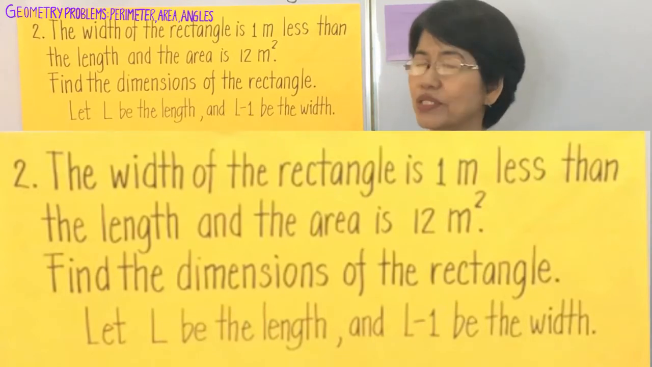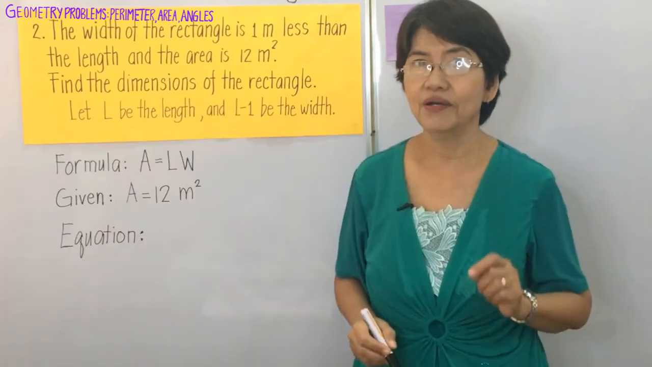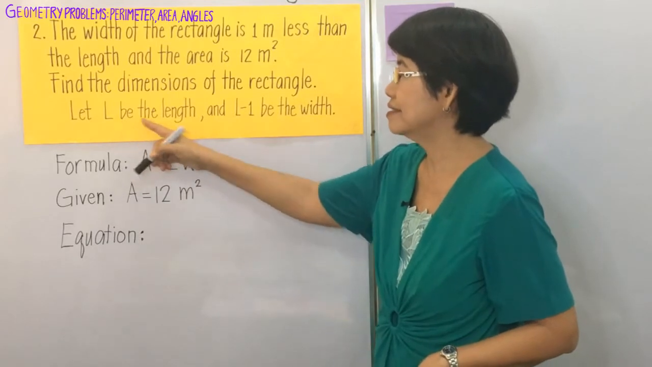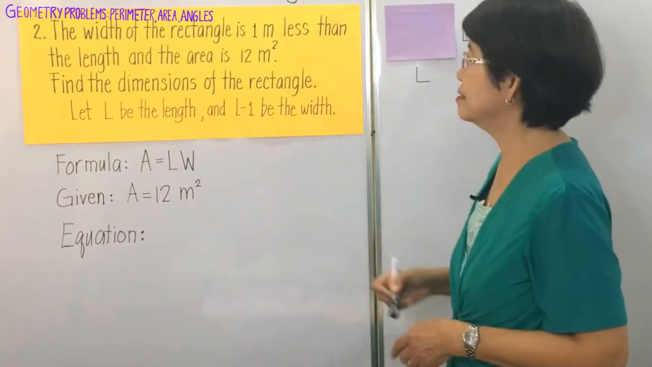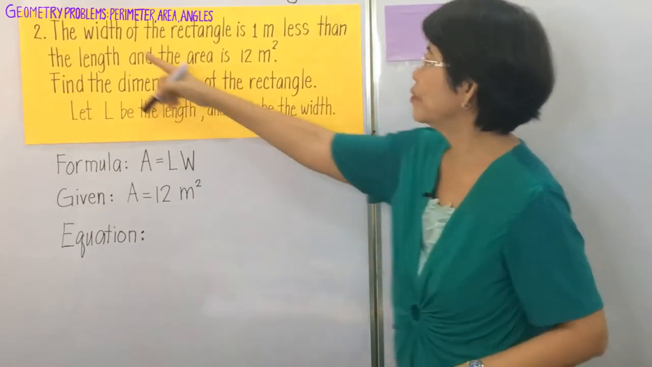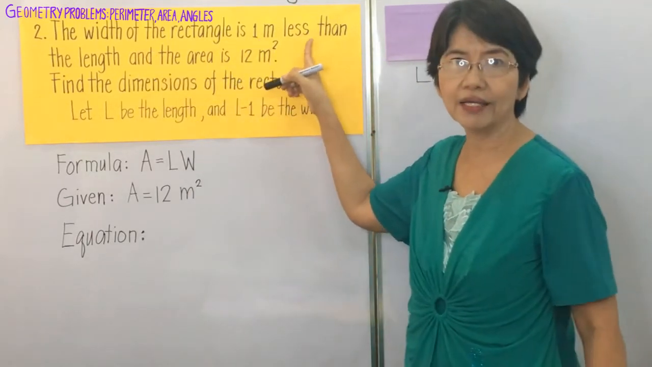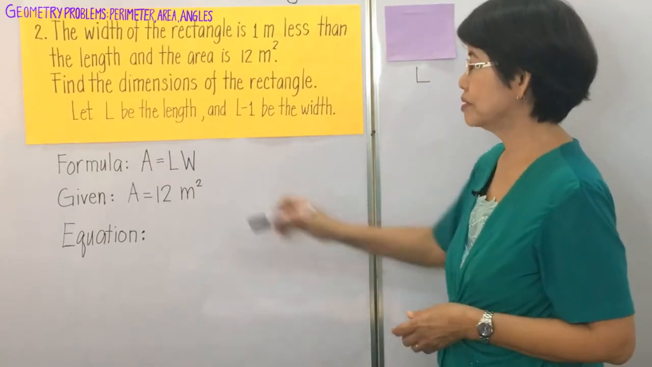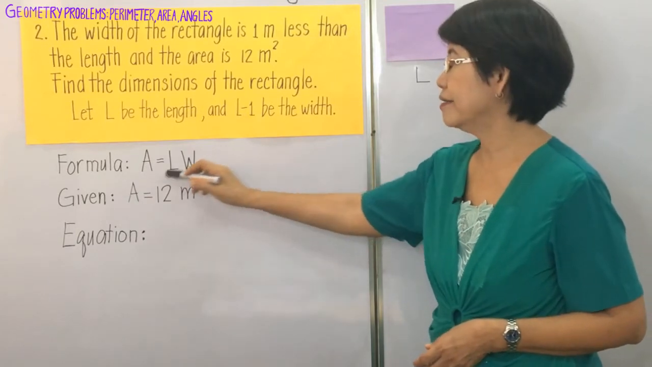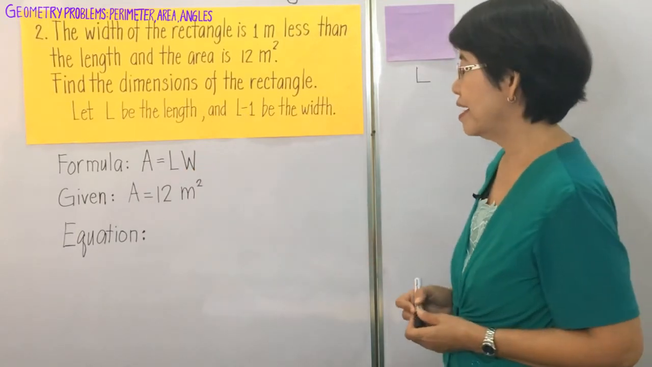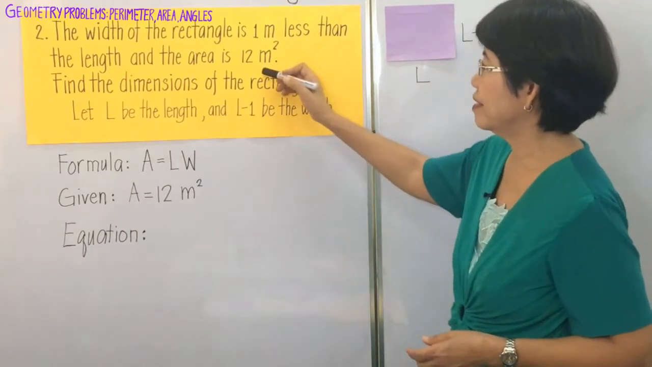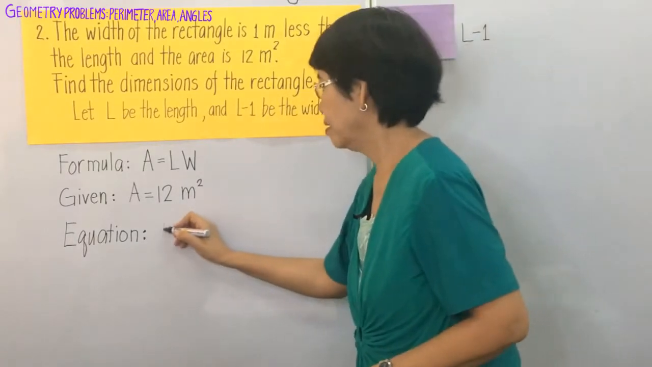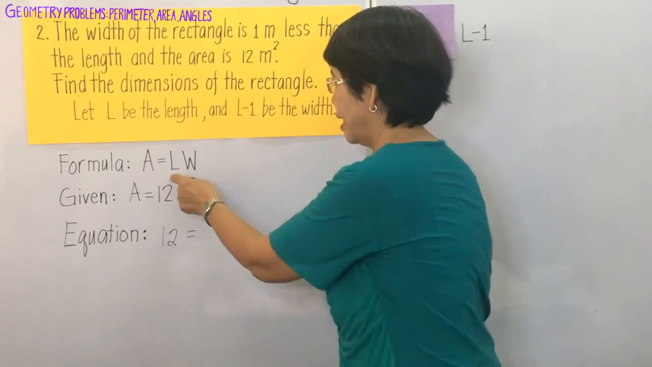So we will represent the length with L. We can choose x, we can choose L, or any other variable. But let's try to represent L as the length. Let L be the length and L minus 1 be the width, because the width of the rectangle is 1 meter less than the length. So we will use the formula for area. Area is equal to length times width, and we are already given the area, which is 12 meters squared. So our equation will be 12 is equal to length times width.